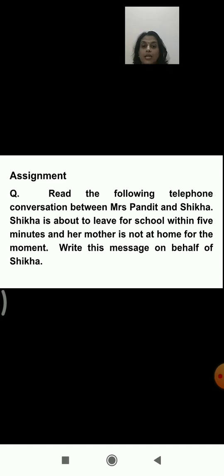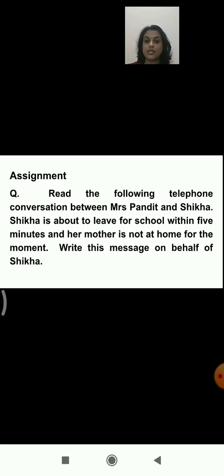So now here 3 persons are included. Who are they? They are Mrs. Pandit who gave a call, and there is Shikha who received the call. And for whom is it meant? For Shikha's mother who is not at home, right? So we have 3 persons here. This will give you an idea, right?